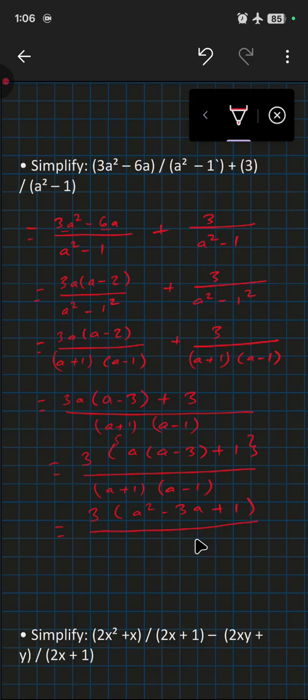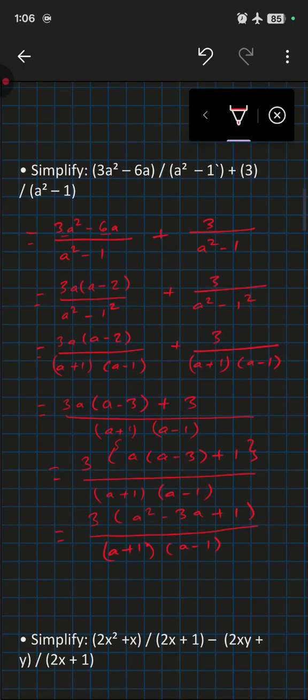First into last, if you do, it will come plus 1 a square. So by adding it should come 3, and by multiplying it should come 1. There is nothing like that. So the answer is going to be this one: 3 multiplied by a square minus 3a plus 1 whole upon a plus 1 into a minus 1. Let's go to another question now.